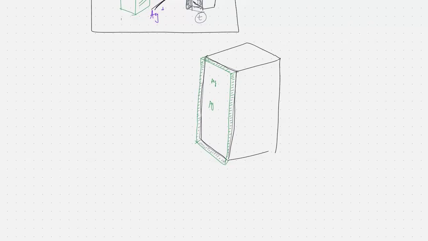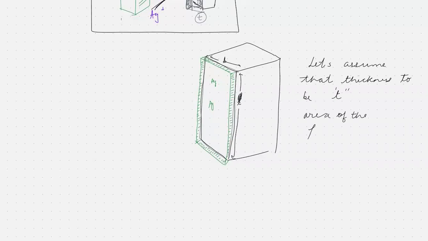Got the point? Yes. So let's assume that thickness to be T. Now tell me, if this is the length and this is the breadth, then length into breadth is going to be the area of the plate. So that is going to be L into B.